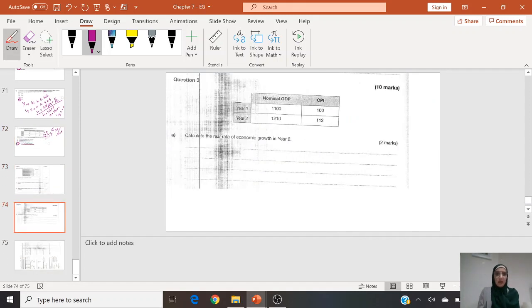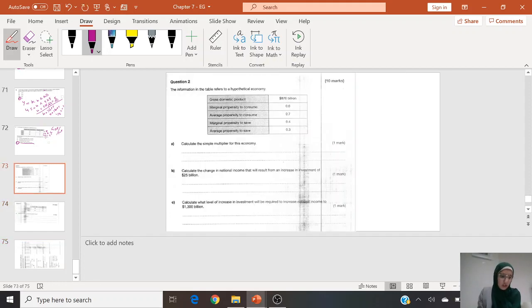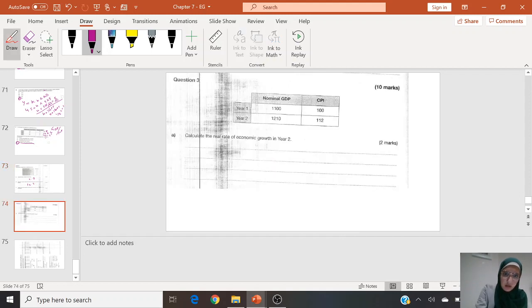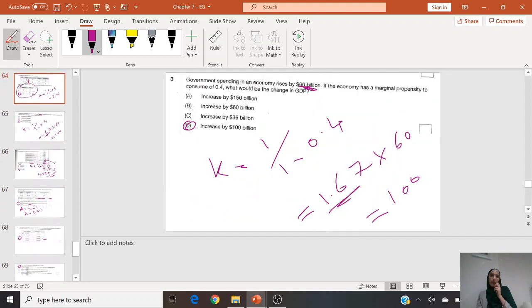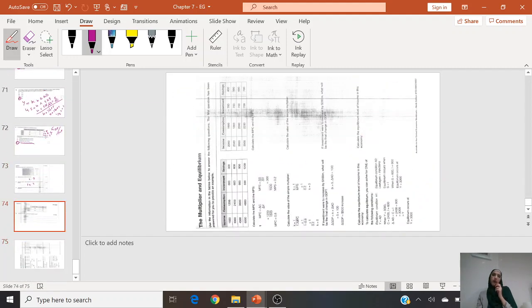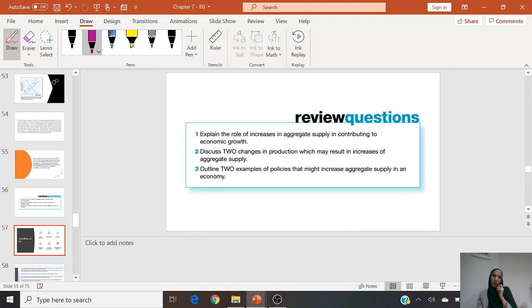Now we're going to look at question 2. Again, it's fairly easy, so I want you guys to do it. I'm just going to tell you the answer anyway. This is 2.5. B is 62.5 billion. And then I want you guys to answer this as well, because we've already done this above. But for today's class, just watch what I've done so far.